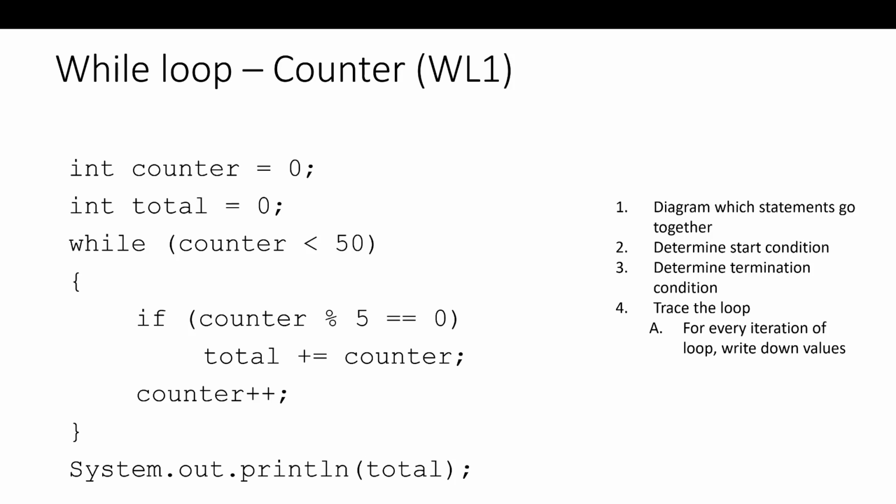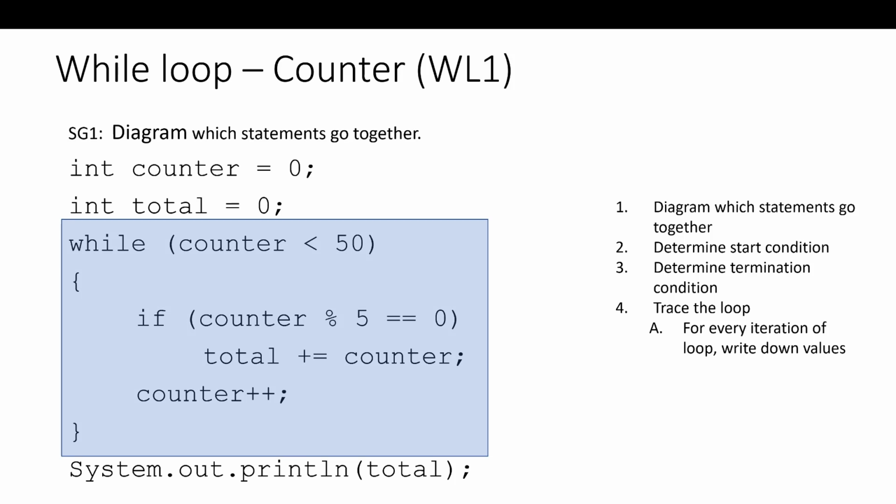The first sub-goal is to diagram which statements go together. So we want to diagram which statements of the loop go together. One of the reasons for doing this is that loops without curly braces have a default of only one statement. So we want to ensure that we're looking at only the statements that go with the loop. In this case, here are the statements that go with the while loop.